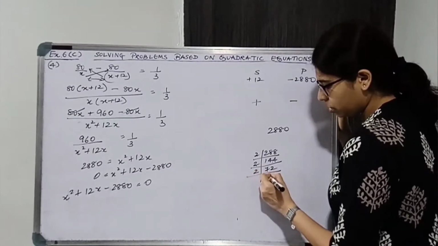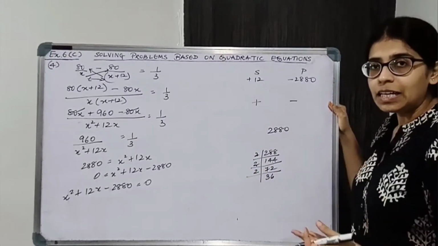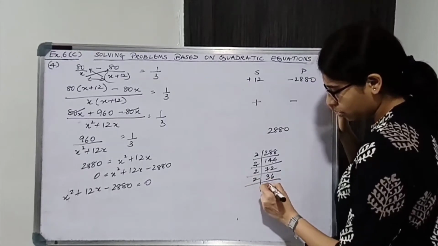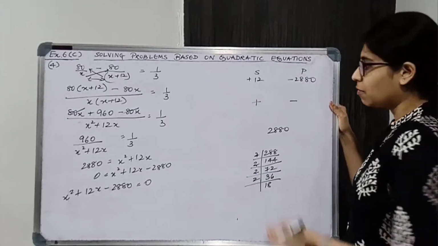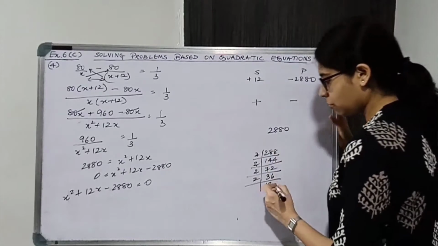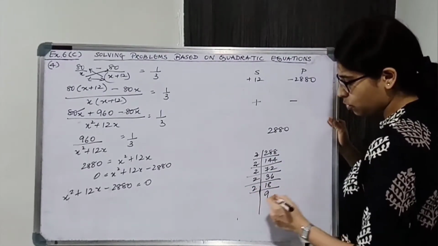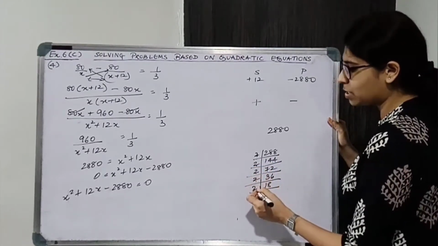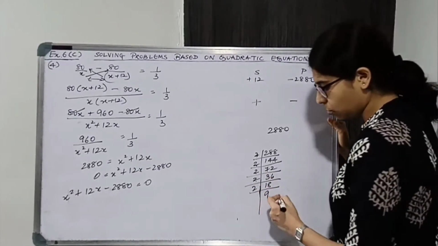Then 2 36s are: 2 2s are 4, 4 2s are 8, 80 and 36, no. 2 18s are: 2 2s are 4, 4 2s are 8, 8 2s are 16. 160 and 18, and 16 and 180, that will not work. 2 9s are: okay, so still you will not get it, the difference is becoming bigger and bigger. 2 2s are 4, 4 2s are 8, 8 2s are 16, 16 2s are 32. 32 and 90, okay, and 320 and 9 will not work.